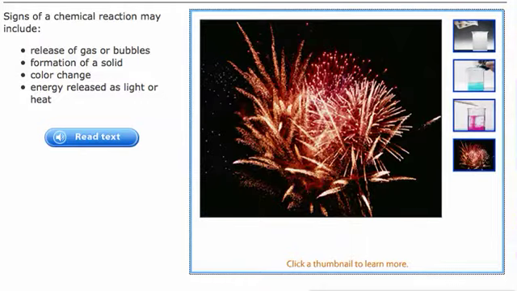The production of heat or light is a strong indication that a chemical reaction has occurred. Fireworks are a good example of a chemical reaction that produces heat and light.